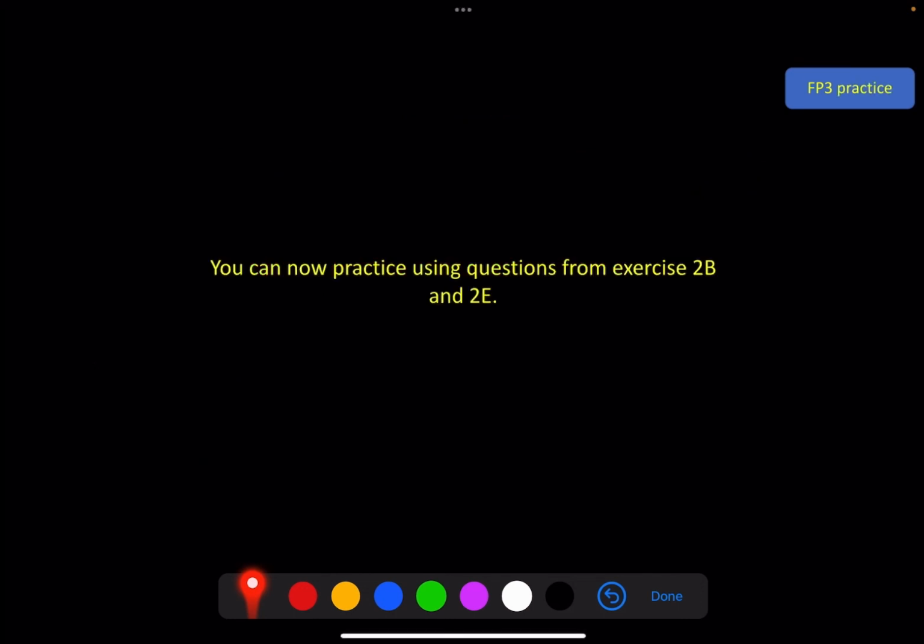That should be enough for you to practice questions from exercise 2b about hyperbolas and sketching them, and from 2e about finding the equations of tangents and normals.